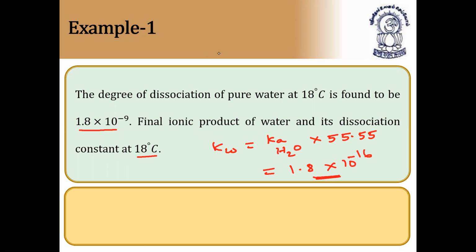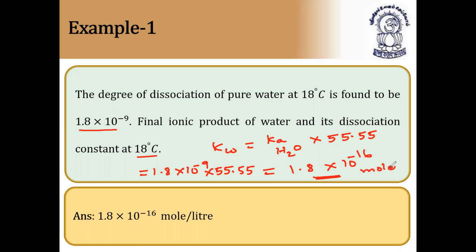Let us see the answer now. As it is the same temperature, moles per liter. So 55.55 into K of H2O. K of H2O is given as how much? 1.8 into 10 to the power of minus 9, into 55.5, which is equal to 1.8 into 10 to the power of minus 16 moles per liter. So to find the ionic product of water at 18 degrees C, this is the formula.